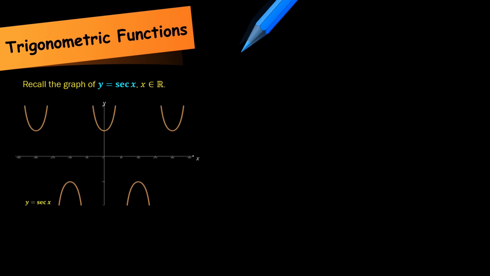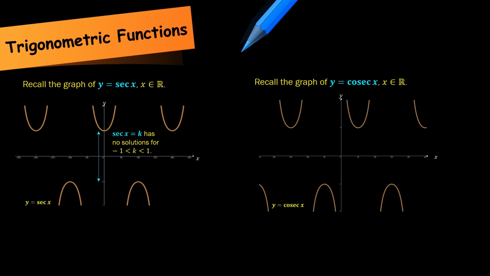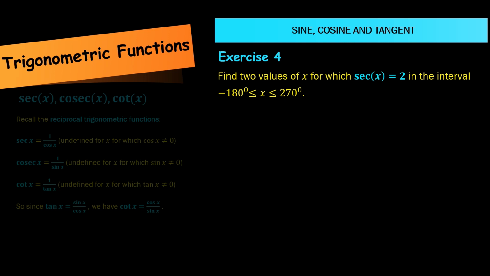As you can see, there are no solutions for sec x equals k for k between -1 and 1. Similarly, for the solutions for y equals cosec x. And here's its graph. There are no solutions for cosec x equals k for k between -1 and 1. Let's now take a look at the final exercise and solve.